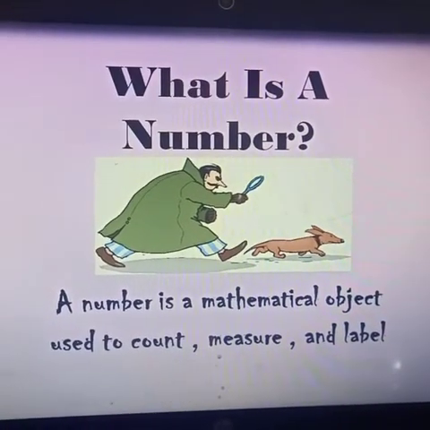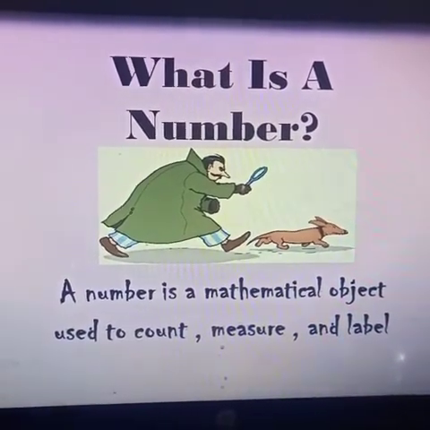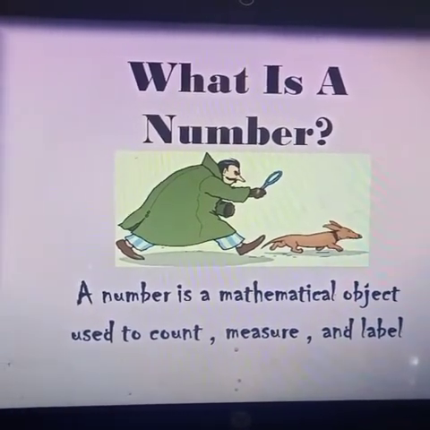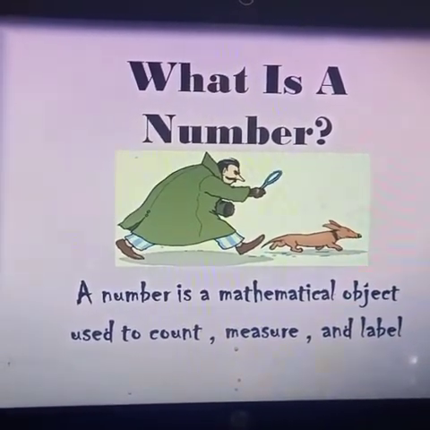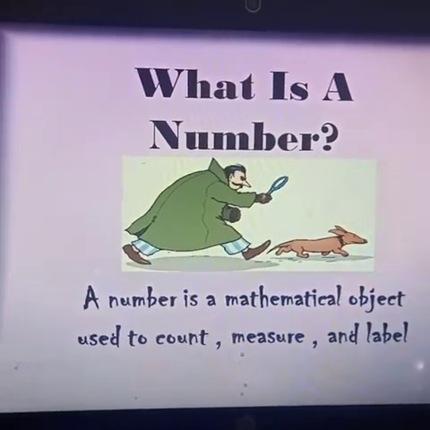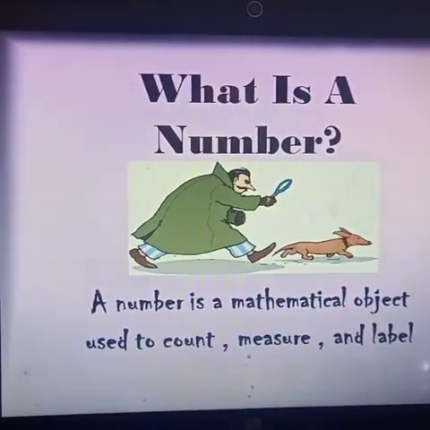So let's start with the numbers. What are numbers? A number is a mathematical object used to count, measure and label. In everyday life, we count objects, we count certain things. So these numbers are nothing but mathematical objects used to count, measure and label.